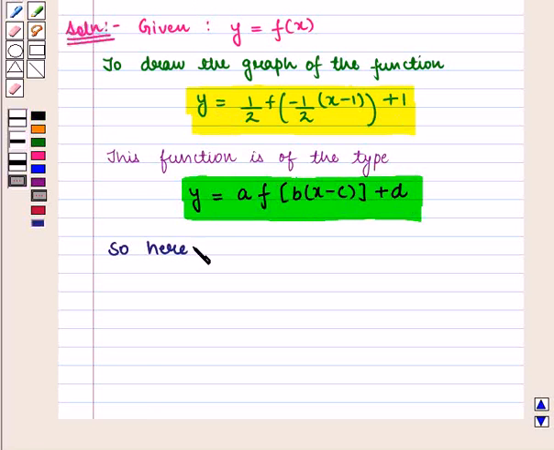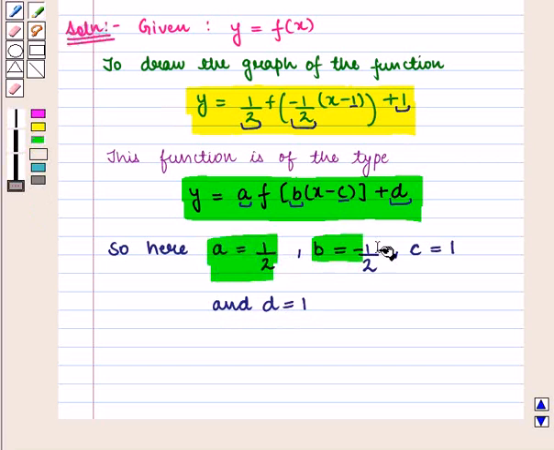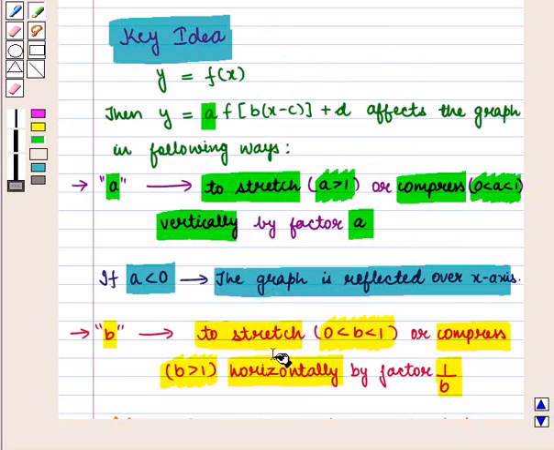So here a is equal to 1/2, b is equal to -1/2, c is equal to 1, and d is equal to 1. So here we have a as 1/2, b as -1/2, c is equal to 1, and d is equal to 1. So, from this key idea, we can identify the transformations associated with A, B, C and D.